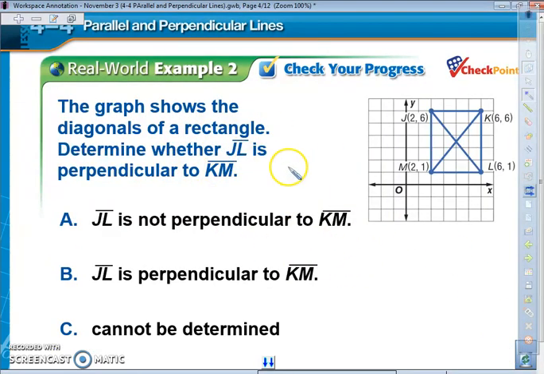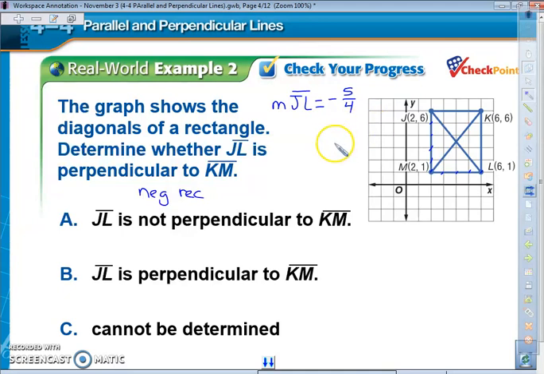The graph shows the diagonals of a rectangle. We're going to determine whether JL is perpendicular to KM. The little line above it means segment, unless it has little arrows on it, then it's lines that go on for infinity. Perpendicular lines are going to be the negative reciprocal. So we need to figure out the slope for JL. The M of JL equals what? I know it's negative because it's going down, and it's rise over run. So 1, 2, 3, 4, 5, and 1, 2, 3, 4. So it's negative 5 over 4.